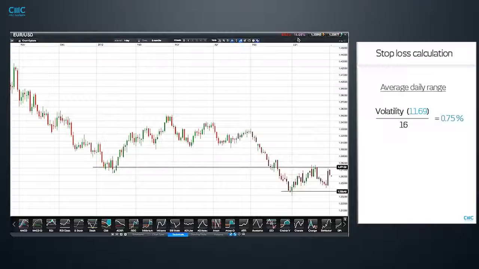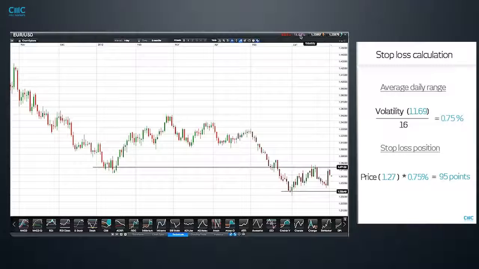So in this case, we're looking at just under 12%. Dividing by 16 is going to give us a reading around 0.75%. And we then use that information to set the stop loss level. At current levels, 1.27 times 0.75% will give us a reading of around 95 points. Now, you can do that more accurately with a calculator, but for the point of the example, let's assume that number is 95 points. Remembering how we got it, we took the annualized volatility, we divided it by 16 to get a percentage, in this case 0.75%. We then took 0.75% of the current market price to give us around 95 pips.